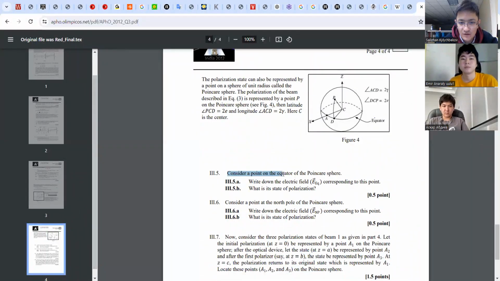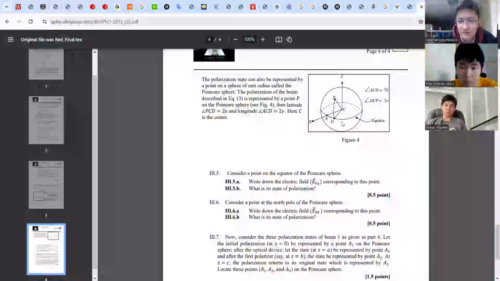Now consider a point on the equator of the Poincare sphere. Write down the electric field E_eq corresponding to this point on the equator. Going along the equator, what are you sure about based on this picture?